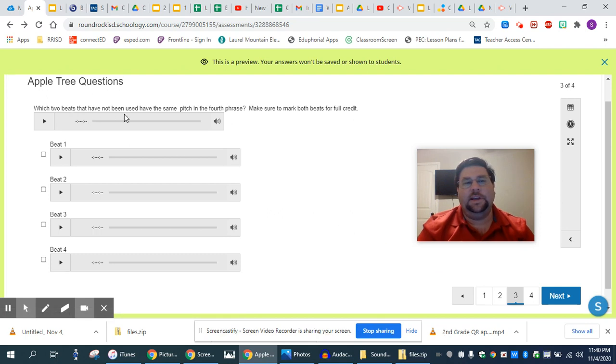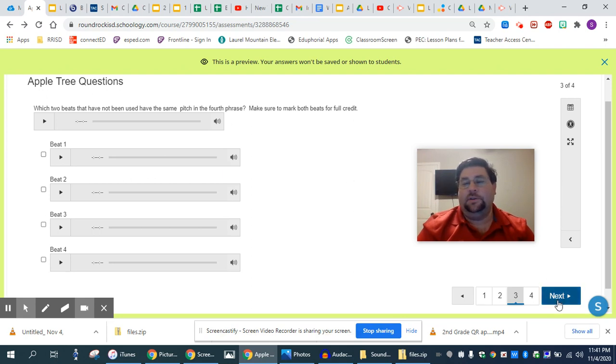So, which two beats have not been used have the same pitch in the fourth phrase? Make sure to mark both beats for full credit. So, right here, you're going to be able to have the question read to you as well as hear phrase four again. Although this time it said, make sure to mark both beats. So you're able to mark multiple ones, but you are only allowed to mark two. So whichever two you decide on, you're going to select those.